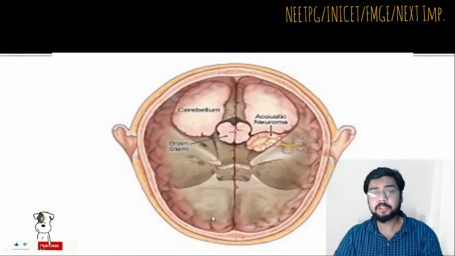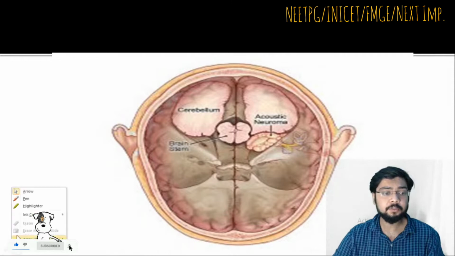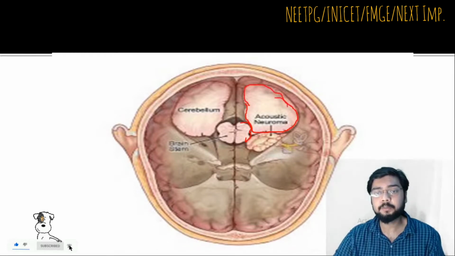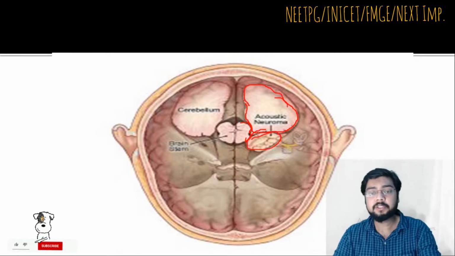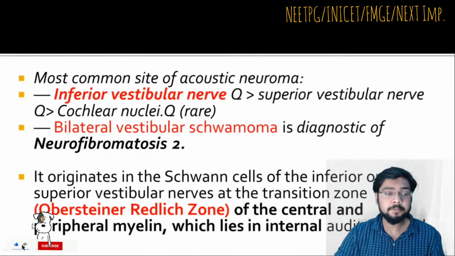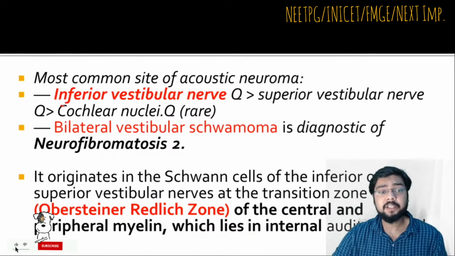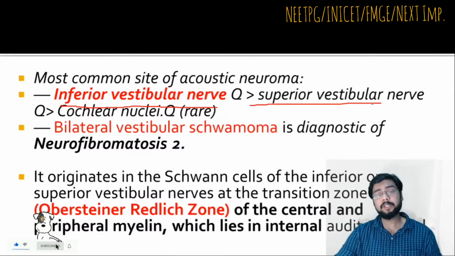What else you should see is the location of this tumor, which is why it is called cerebellopontine. Here you can see your pons, here you can see your cerebellum, and between the cerebellum and pons your tumor is located, which is called vestibular schwannoma. Now some important questions related to it. The most common site, if they ask, is the inferior vestibular nerve. If inferior vestibular nerve is not given, then you would go for superior vestibular nerve.